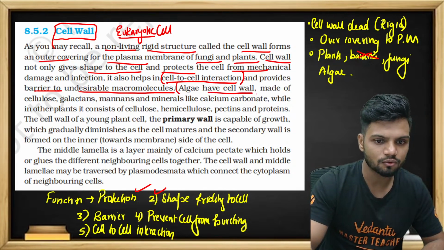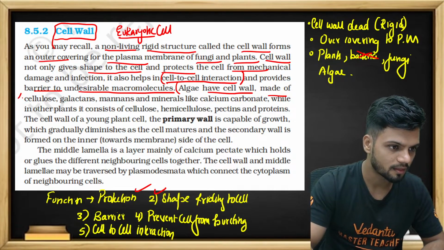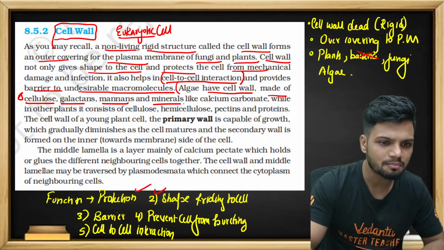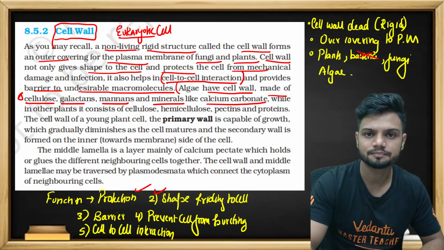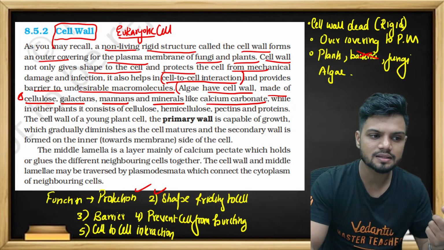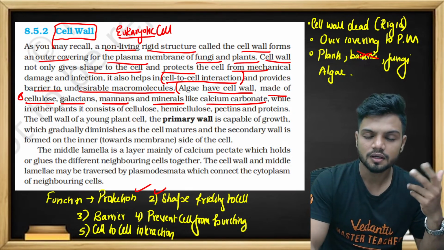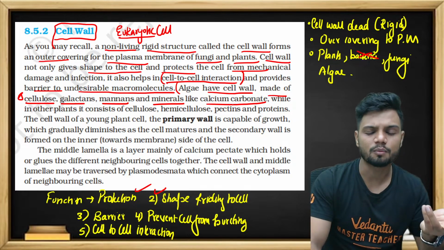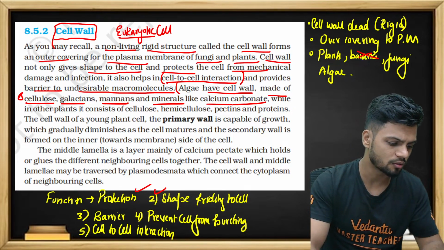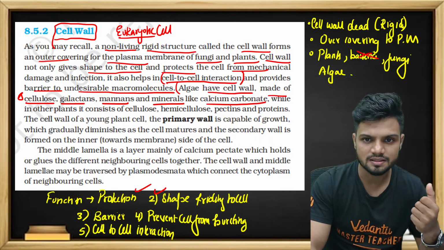Algae also have a cell wall made up of, very important, cellulose, galactans, mannans and minerals like calcium carbonate. Now what about in the case of plants? In plants, it is made up of cellulose, hemicellulose and pectins.